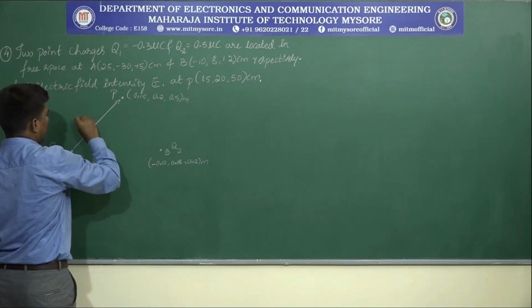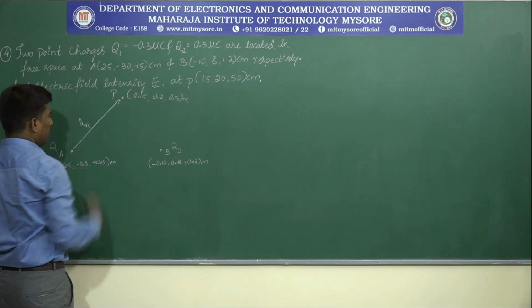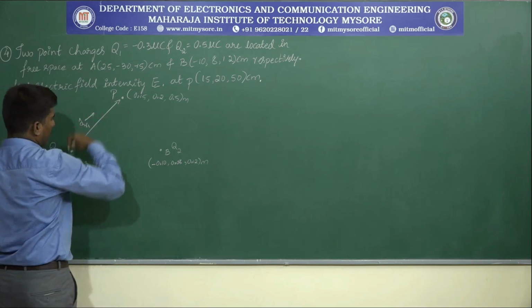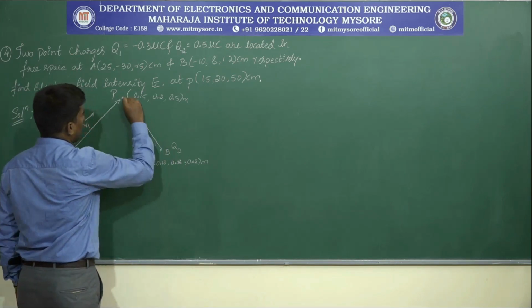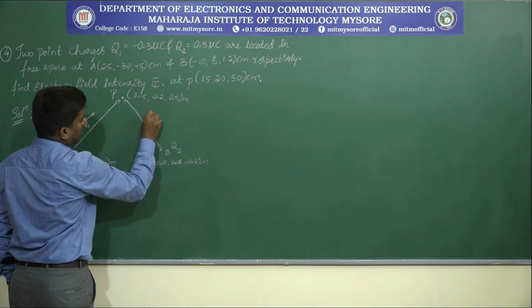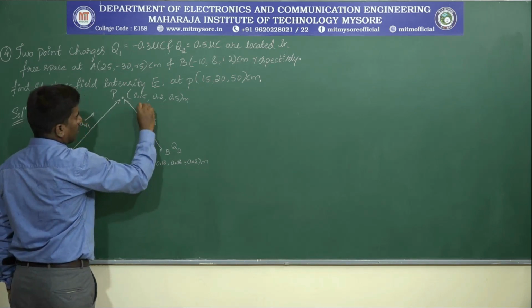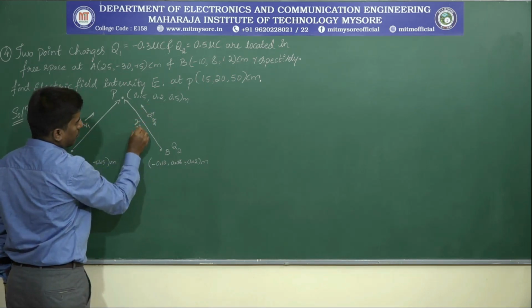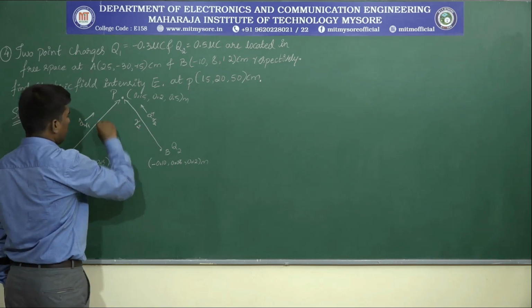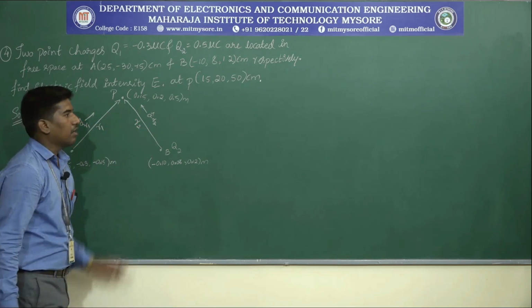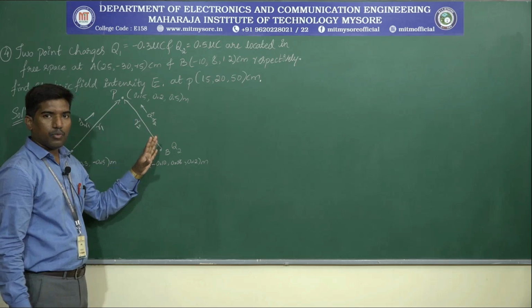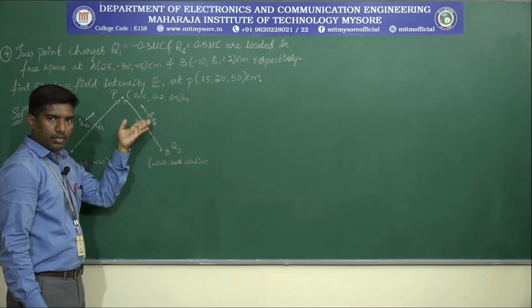This is the unit vector A cap R1 acting in this direction. This is the unit vector A cap R2 acting in this direction. The distance between these 2 points is R2. Distance between these 2 points is R1. We need to follow the same set of procedure that we have seen in the previous problem.